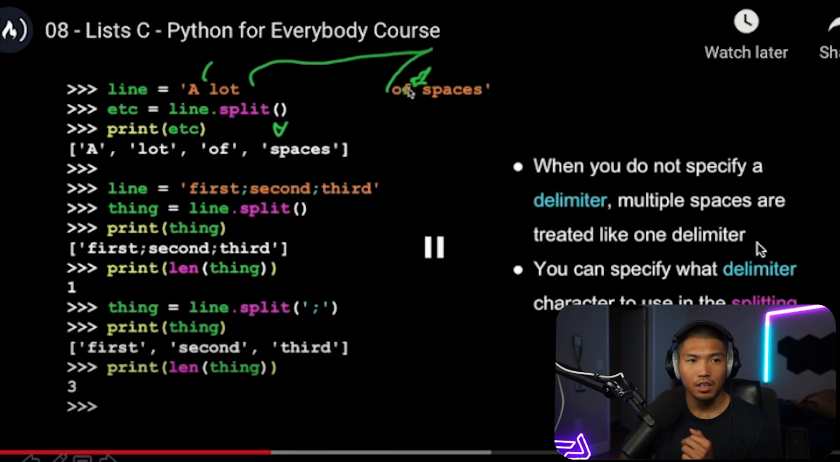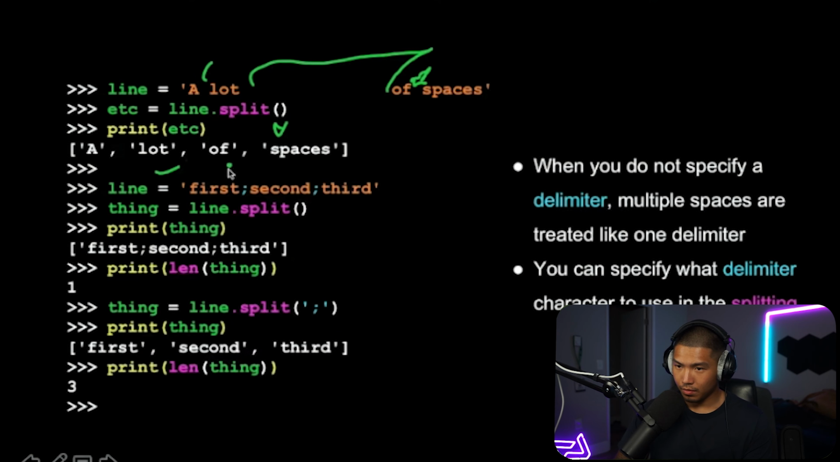And so even though this has a lot of spaces between "lot" and "of", you only see "lot of"; all the spaces are gone. It does something special about spaces. It's really white space, so tabs or new lines or other characters would also qualify in split, basically.